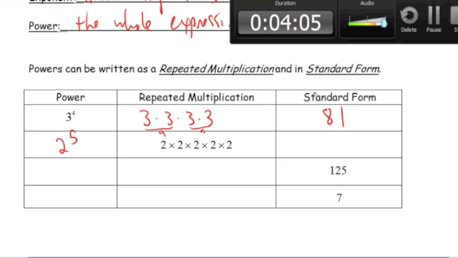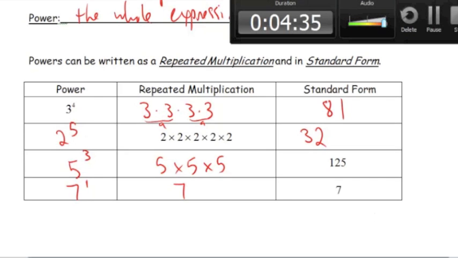For the next example, we have 2 multiplied by itself 5 times, so as a power that's just 2 to the 5, and if we multiply that out, we get 32. If you're looking at 125 in standard form, how do we write that as a power? That can be broken down as 5 times 5 times 5, or 5 to the power of 3. 7 is a prime number, so there's only one power that will work for that, and that's the number 7 itself raised to the power of 1, or just 7. Multiply that by itself 1 time, and we just get 7.